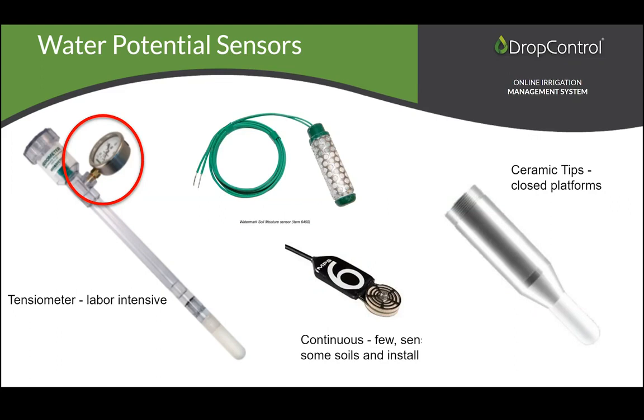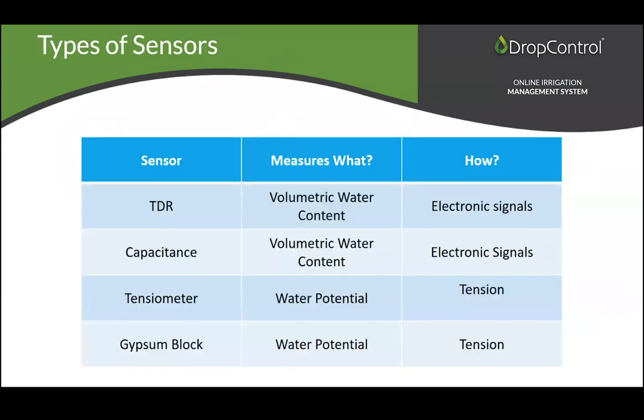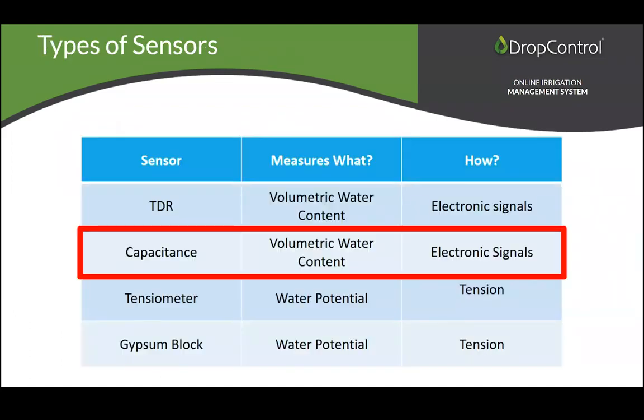But again, I'm going to focus on what our experience has been, and that is on the volumetric water content sensors, specifically the capacitance probes. This is where we have most of our experience. We install south of 1,000 a year, and we have a lot of data sets and a lot of experience, and this is what we've been using. So it's what we can talk about with more propriety.